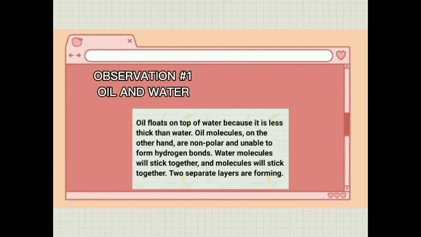Observation number 1. Oil floats on top of water because it is less dense than water. Oil molecules, on the other hand, are nonpolar and unable to form hydrogen bonds. Water molecules will stick together, and oil molecules will stick together. Two separate layers are formed.